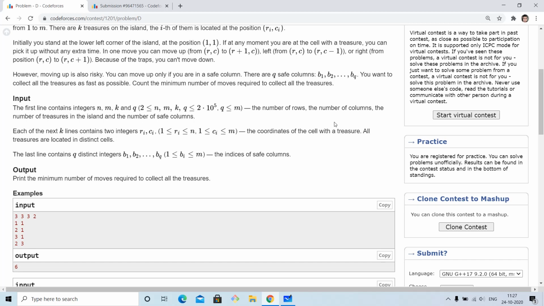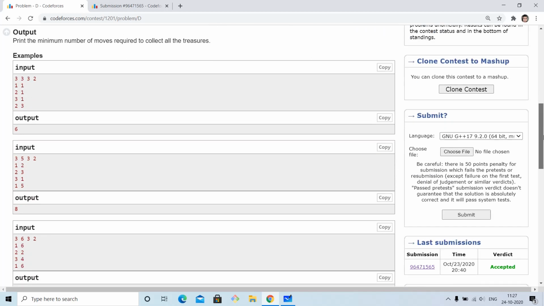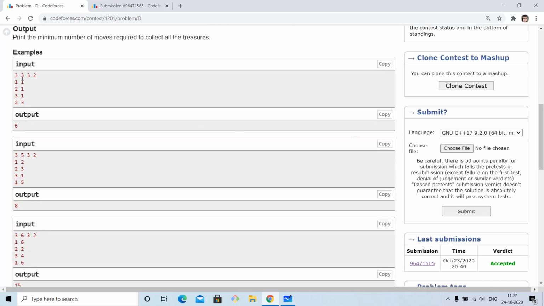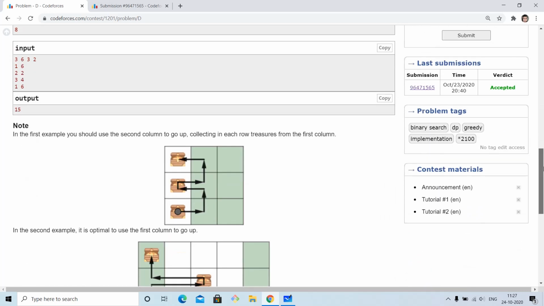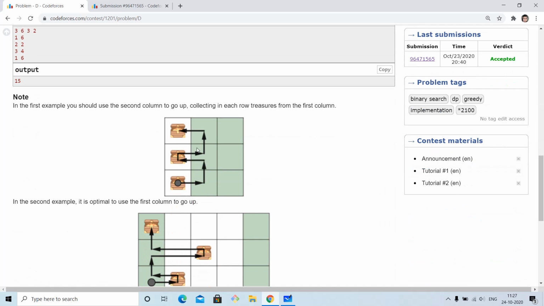Let us understand the first test case. In this we are given a 3 cross 3 table, and we are also given three treasures located at position 1 comma 1, position 2 comma 2, and position 3 comma 1. Remember, the rows are numbered from bottom to top. And we are given two safe columns, column number 2 and column number 3. So this is the picture of the first test case.